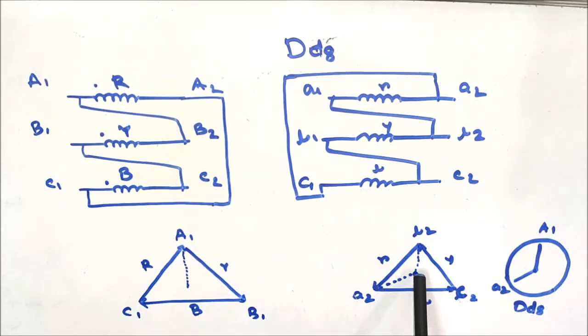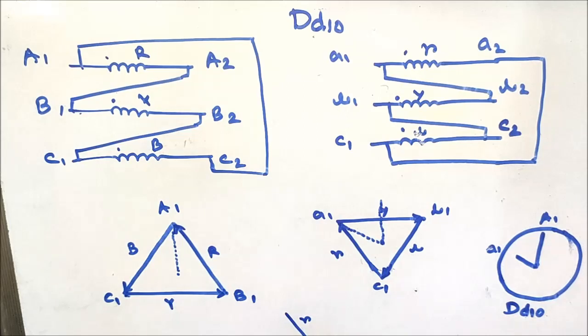From the virtual neutral, if I draw a straight line towards the red phase, that is the A2 connection, it will be at 8 o'clock in the clock rotation. So here the minute needle shows the HV side winding connection, and the hour needle shows the LV side winding induced EMF. That is why it is Dd8, as the LV side winding induced EMF is leading that of the HV side winding induced EMF by 120 degrees.